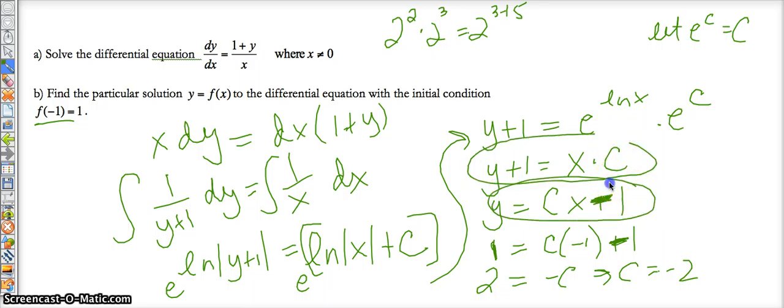So that means my general solution was this guy right here. Actually, this guy here was my general solution. And now for my particular solution, I'm just going to plug negative 2 in. So I get y is equal to negative 2x minus 1. So y equals negative 2x minus 1 is my particular solution.